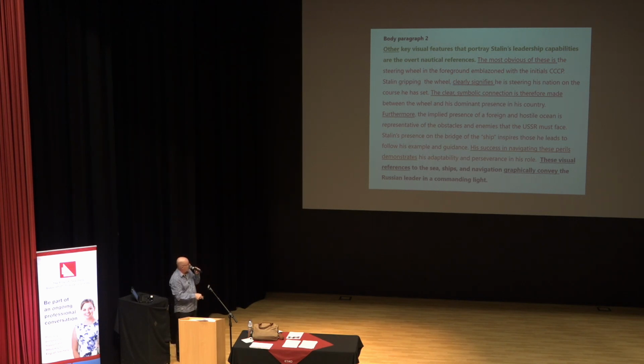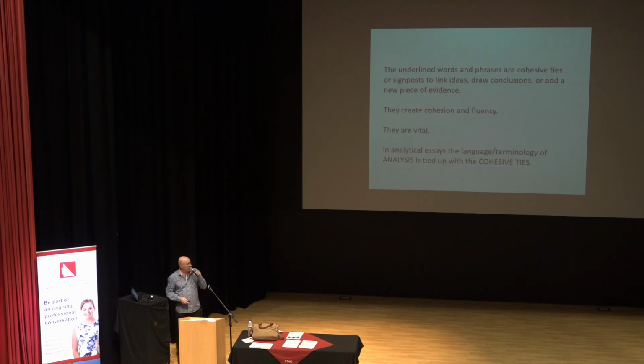Clearly signifies. The clear symbolic connection is therefore made. Furthermore, blah, blah, blah, his success in navigating these perils demonstrates. And then we have our linking sentence. These visual references to the sea, ships and navigation graphically convey the Russian leader in a commanding light. What does that look like? Well, let's have a look at the rules first.